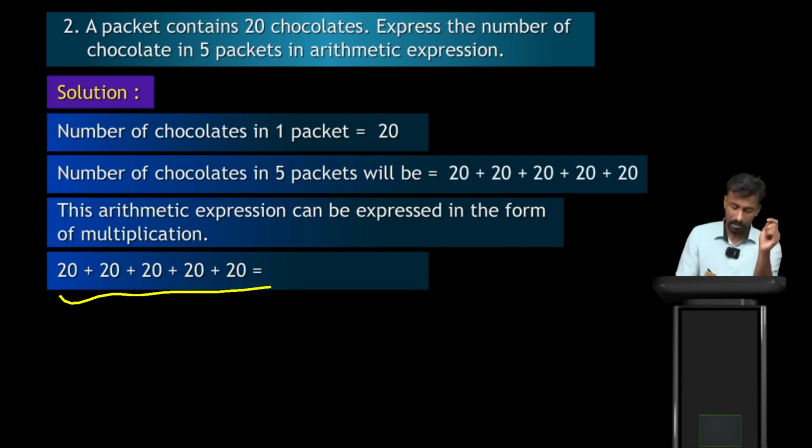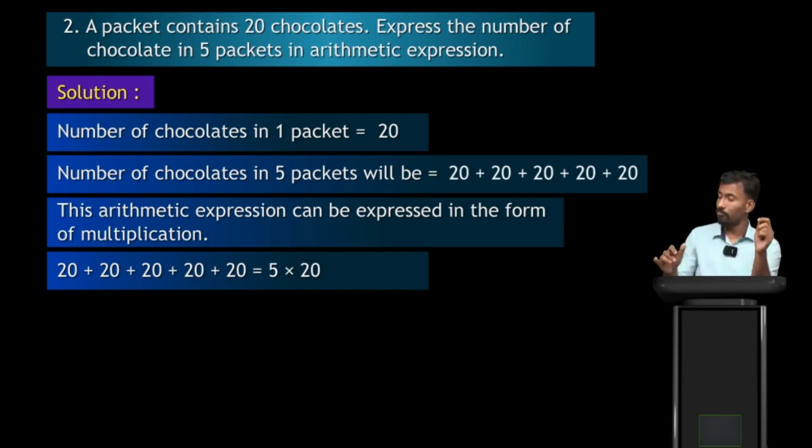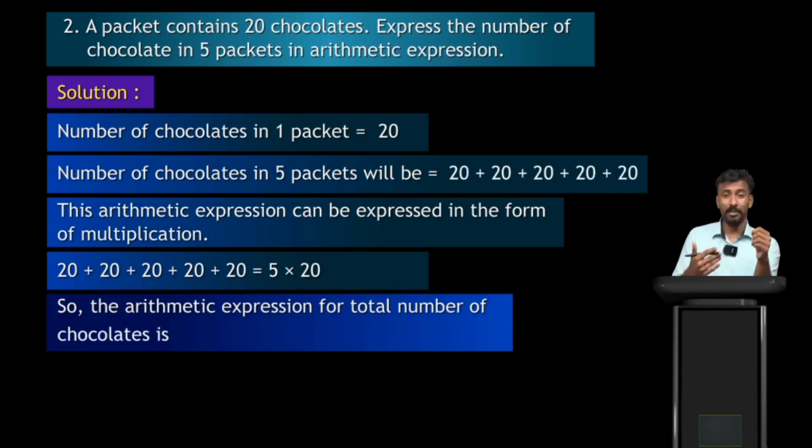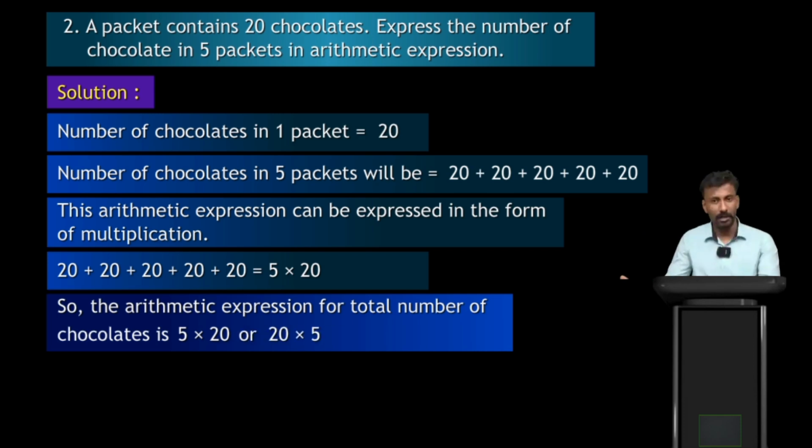So 5 times 20 added is simply expressed as 5 multiplied by 20, or it can be 20 multiplied by 5 also. So the arithmetic expression of the total number of chocolates is either 5 multiplied by 20 or 20 multiplied by 5, whatever you write, your choice.